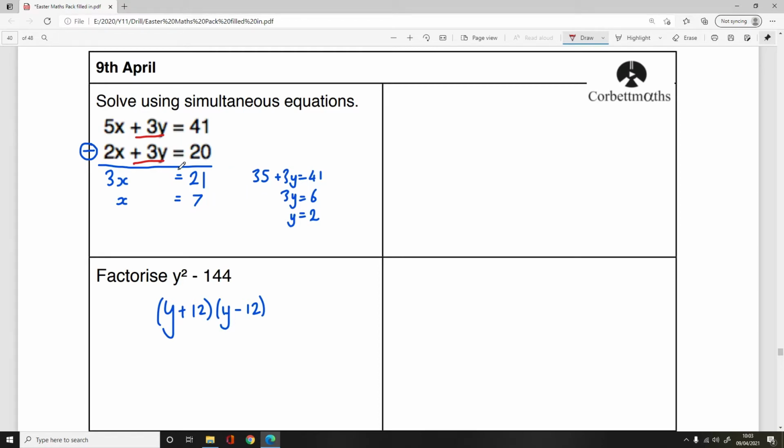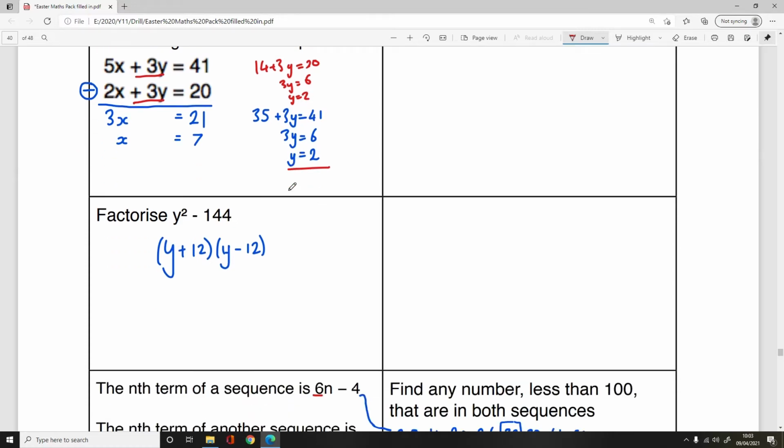but I substituted it into the top one to get 35 plus 3y is 41, so 3y is 6, so y is 2. You could also have substituted it into the bottom one and got 14 plus 3y is 20, 3y is 6, and so y is 2. Either way, same answer.